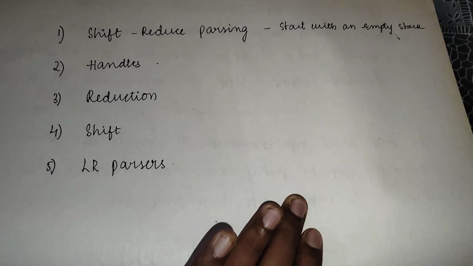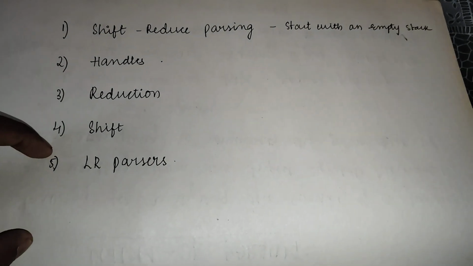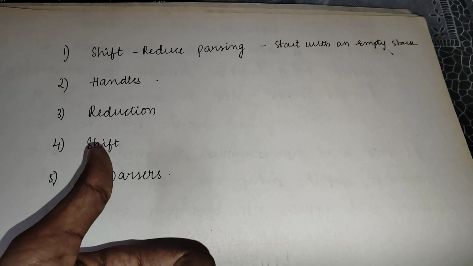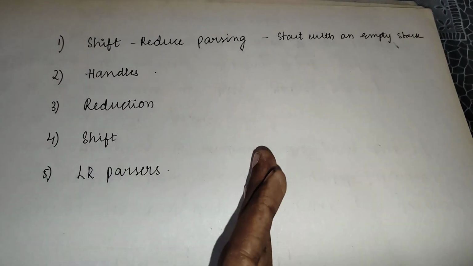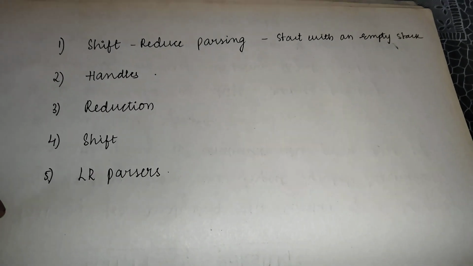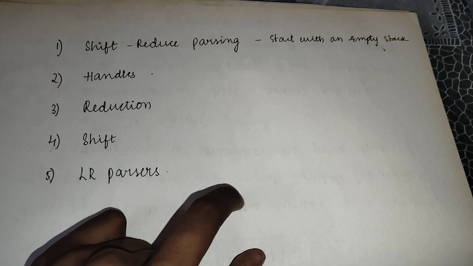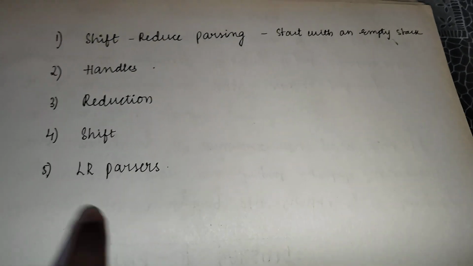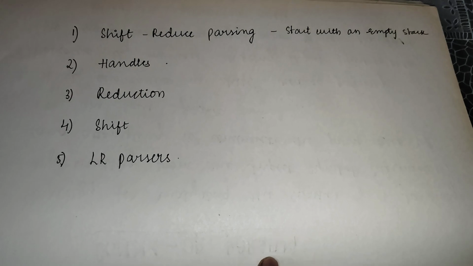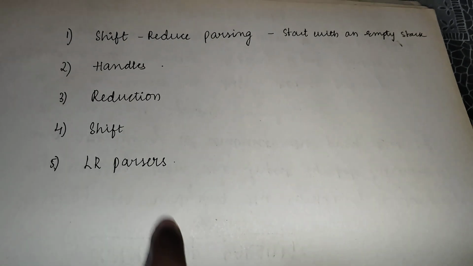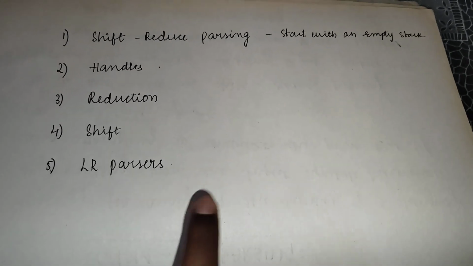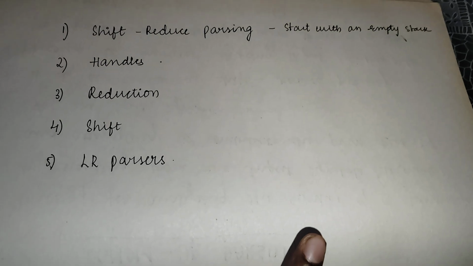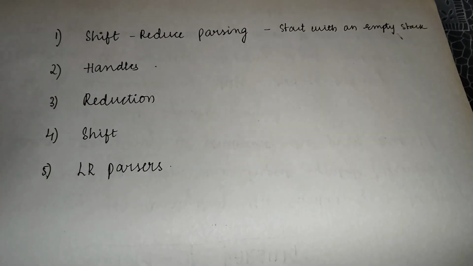The last one is LR parsers. These are a family of bottom-up parsers that read input from left to right and produce a rightmost derivation in reverse. These LR parsers include SLR, that is simple LR, LALR, which means look ahead LR, and CLR, that is canonical LR parsers. We'll see this in the coming videos.